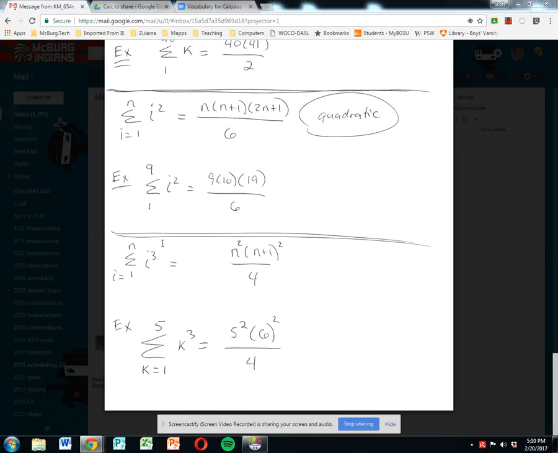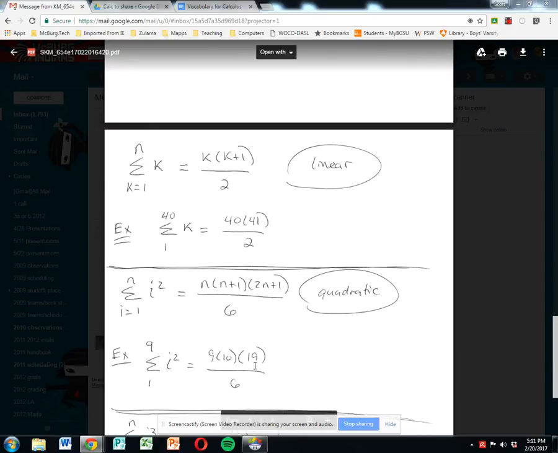Last but not least, they have i cubed. So the summation i equals 1 to n of i cubed is n squared times the quantity n plus 1 squared, all over 4. So if I did the summation 1 to 5 of k cubed, I would have 5 squared times 6 squared all over 4. And there's your ideas for summations.